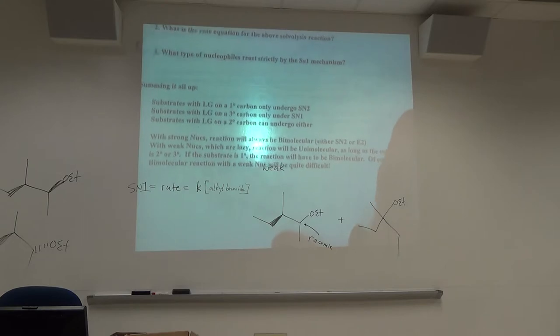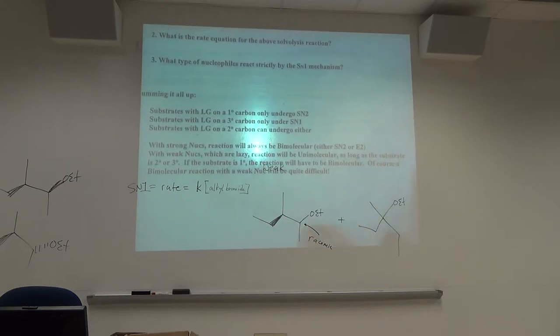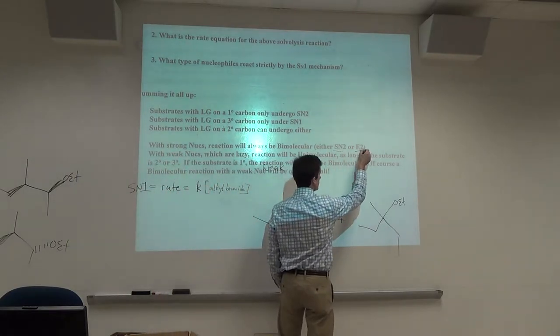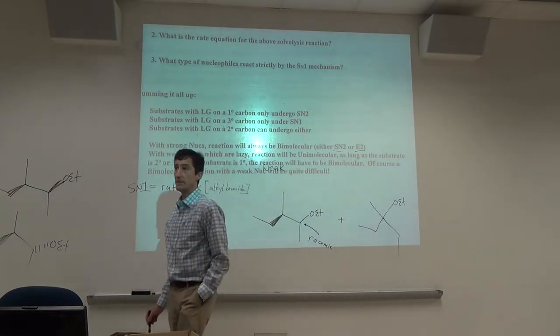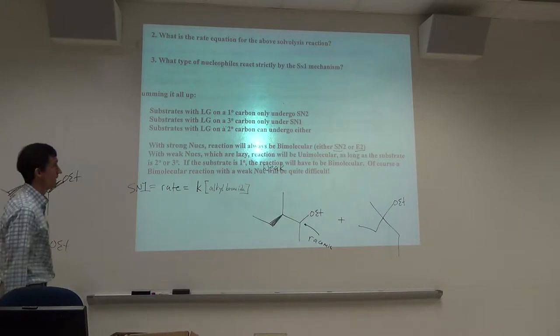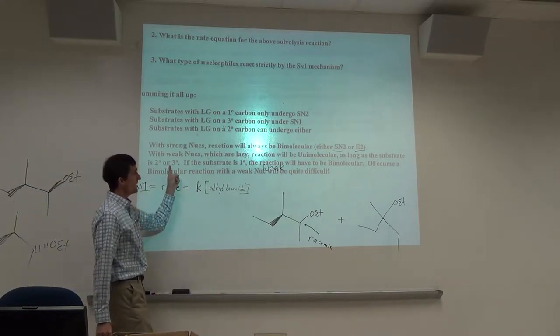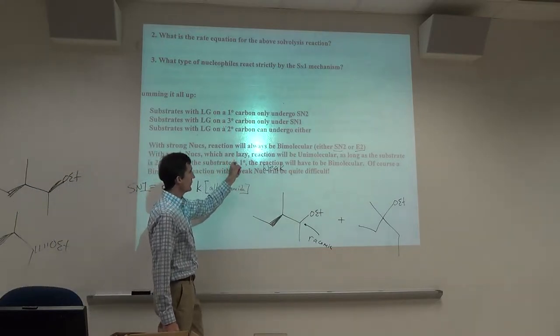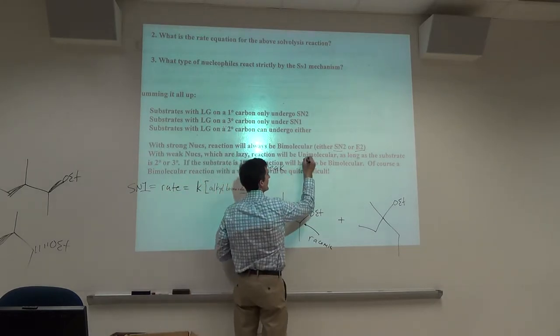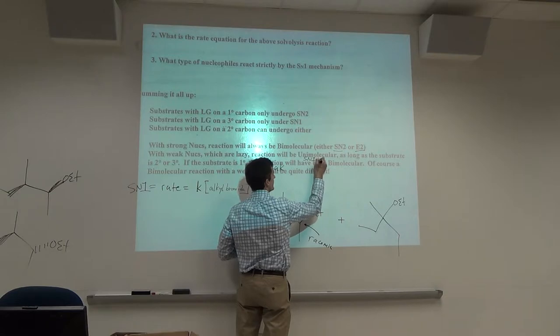With strong nucleophiles, reaction will always be bimolecular. That is either SN2 or E2. We haven't introduced yet, but bi meaning 2. Strong will always be bimolecular. With weak nucleophiles, which are lazy, reaction will be unimolecular, like SN1 or E1.